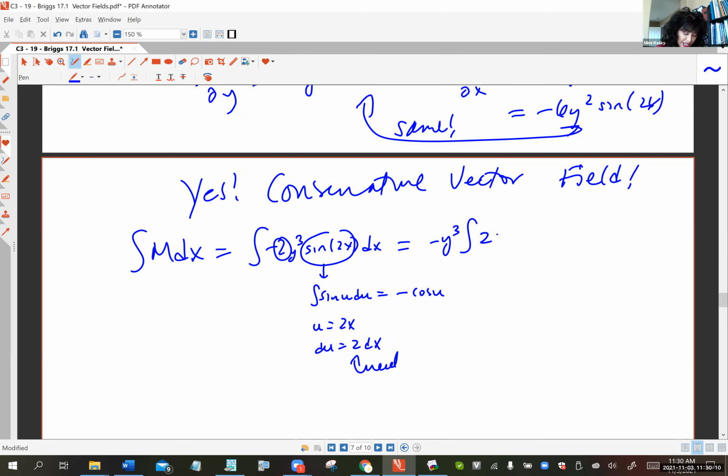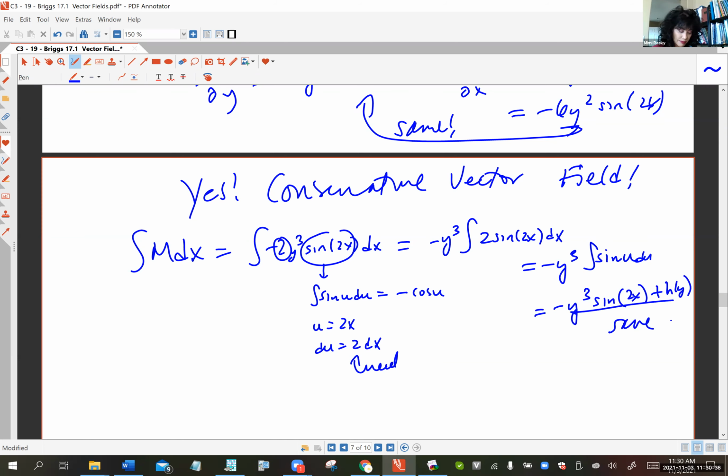Sure. So I'm just going to use that guy up since I already have a 2. And now this is looking like negative y cubed times the integral of sine u du. And then I'm going to go, all right, so then what was u? Let's put it back in. I think it was 2x. And then don't put plus c. You got to put plus something though. Put plus like h of y, and then save that for later.